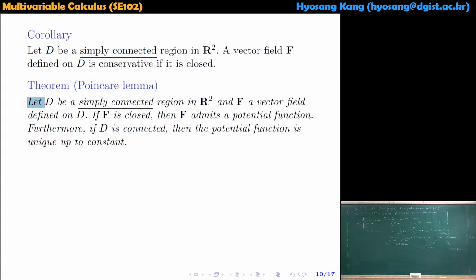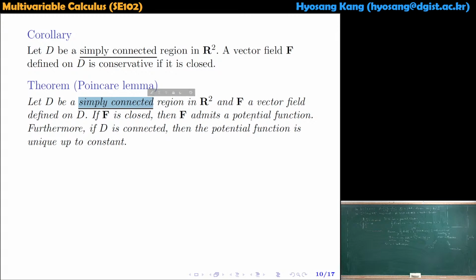Now, suppose that D is a simply connected region in R2. I didn't define what simply connected is, but let me read out the theorem and then explain what simply connected means. And F is a vector field defined on D. If F is closed, then F admits a potential function. So exactly the converse of that implication, right? So our assumption is that the domain of definition of this vector field is simply connected.